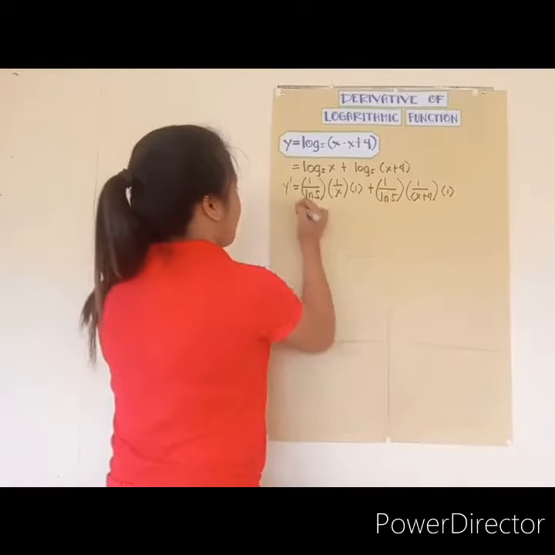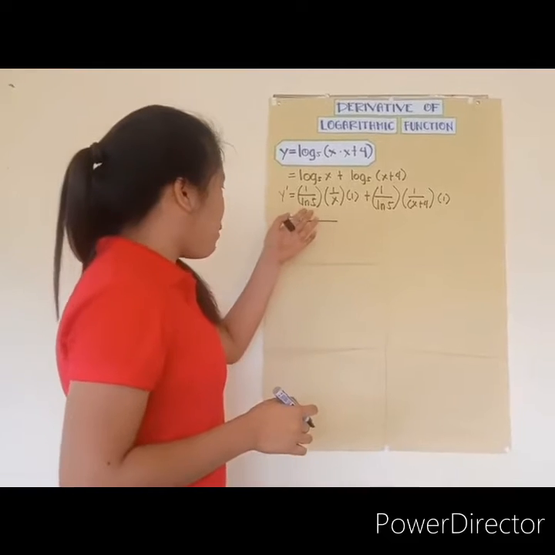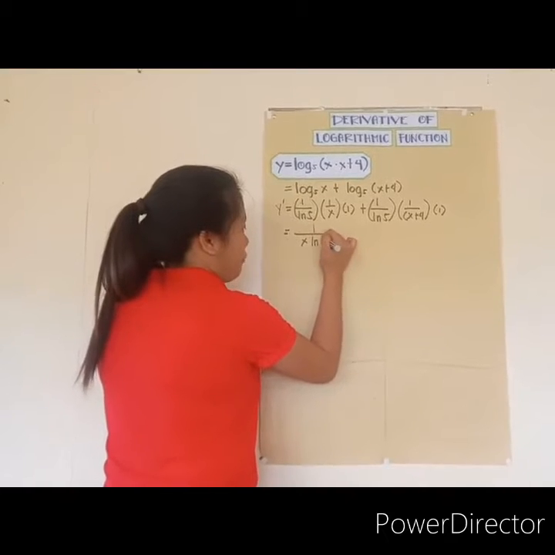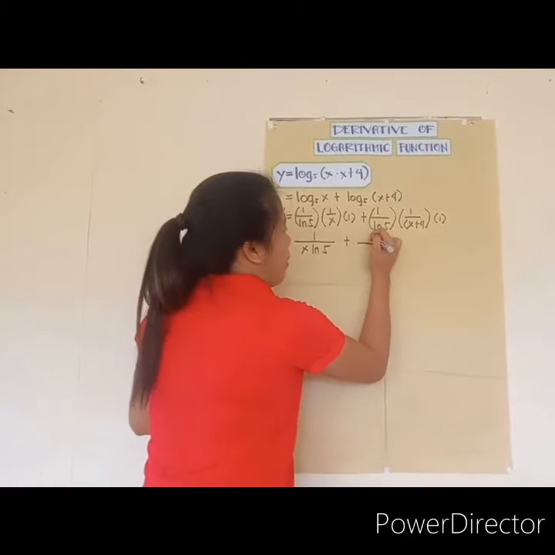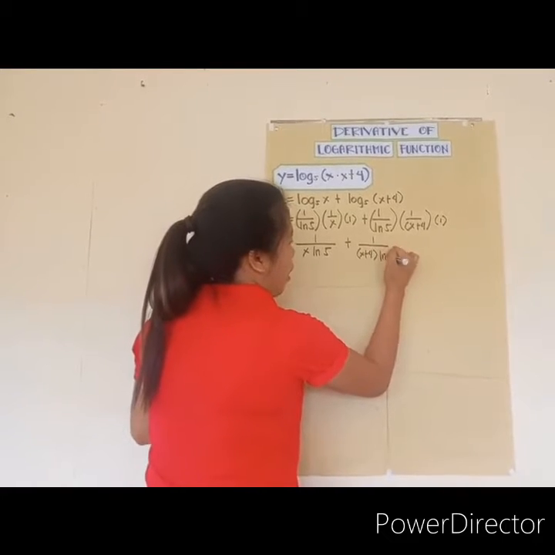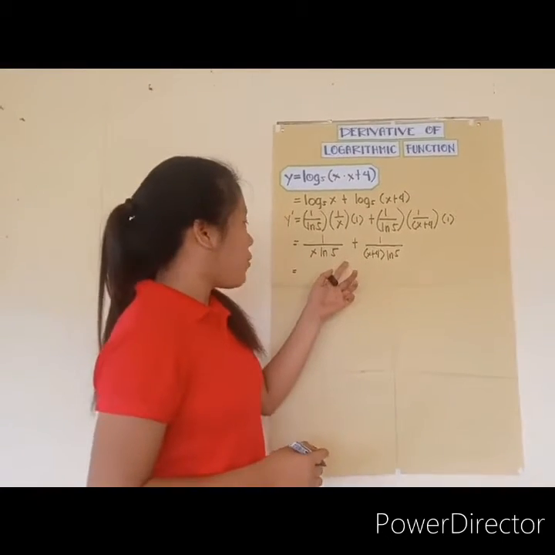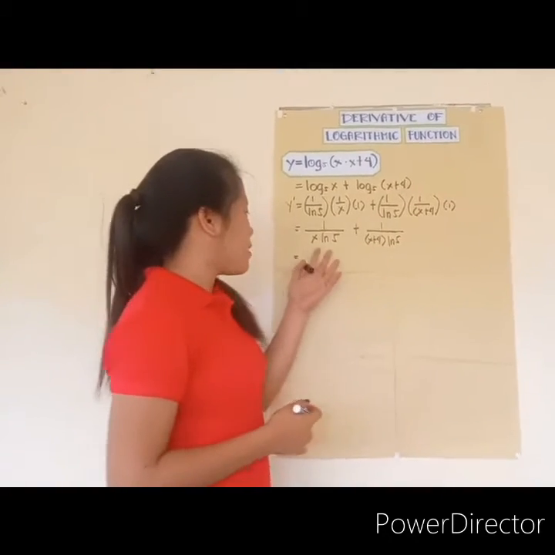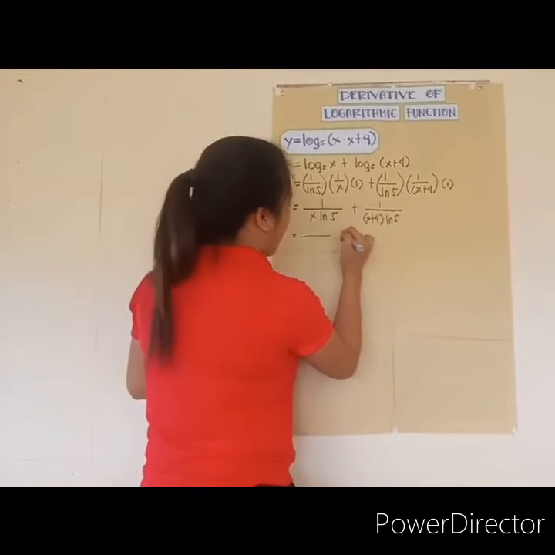And after that, let's simplify this. So it will become 1 over ln of 5 times 1 over x times 1 will become 1 over x ln of 5 plus 1 over ln of 5 times 1 over x plus 4 times 1 will become 1 over x plus 4 ln of 5. Then let's simplify this. To simplify this equation, we need to get the least common multiple of our denominator, which is x ln of 5 quantity x plus 4. So it will become the denominator of our problem.